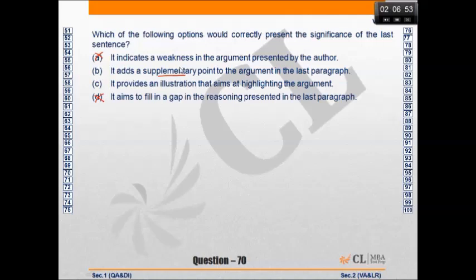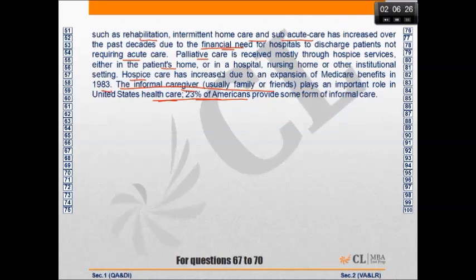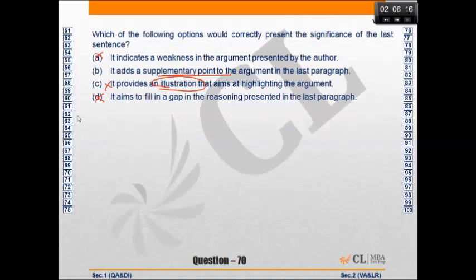Indicates a weakness. No, there is no weakness in the argument. Okay. So effectively he talked about shifting it to home, and if shifting it to home, that means he talked about the home care. The informal home care is what he was talking about. So an illustration, it's not an example. Last statement is not an example. So illustration, that means this adds a supplementary point to the argument in the last paragraph. Let's just confirm. Last paragraph is about shifting, palliative care is received in most hospital service either at the patient's home or in hospital. Yeah, I think it is just extending as a supplementary point. I will go with choice B.